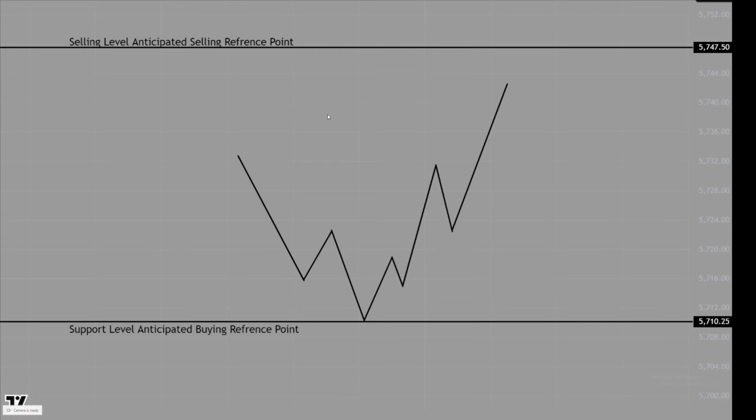For our first slide, we have our selling level, anticipated reference point, and support level. This is just resistance. I don't know why I said selling, but we don't trade support and resistance. We just have narrative. If we have this as our bullish narrative, our bearish narrative trying to hit here, and this is our bullish narrative trying to hit here, these are points that you draw on your higher time frames. Anything 15 minutes or higher, these are going to be reference points here.